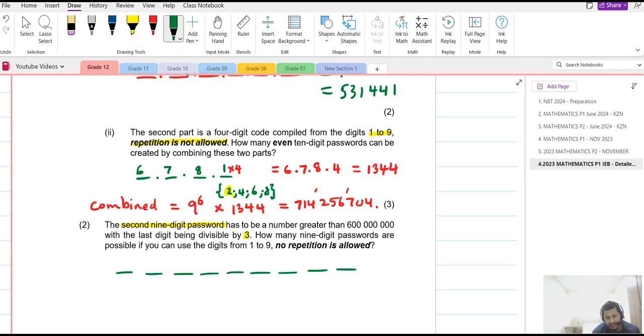Divisible by 3, so you can choose the number 3 here. If you choose the number 3 here, we can choose options. Remember, it needs to be greater than 600 million. Sorry, 600,000. No, this is 600 million. That's gone into millions, right?